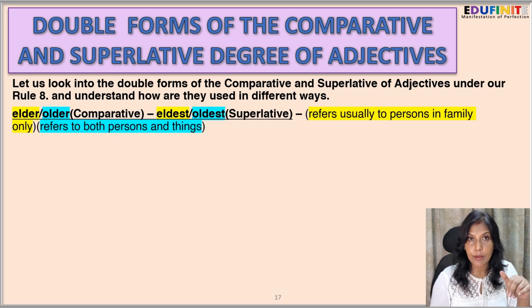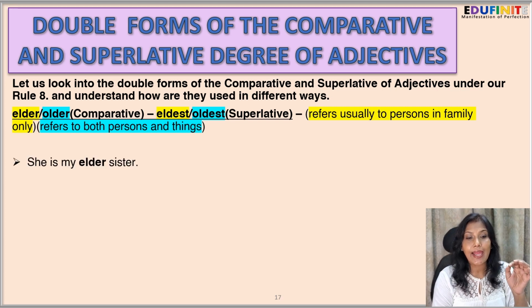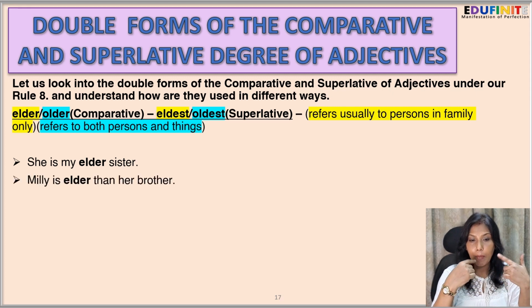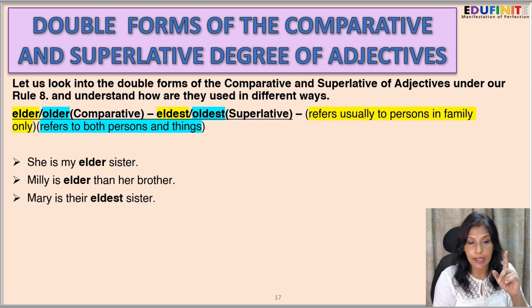Now let's look into some examples to understand it better. She is my elder sister. So here, elder is a comparative degree and over here it's among the family. In my family, she is my elder sister. That means she's elder to me. Millie is elder than her brother. So there again, this is a comparison between Millie and her brother. So Millie is elder than her brother. Next, Mary is the eldest sister.